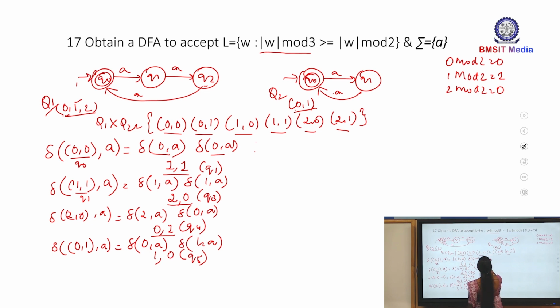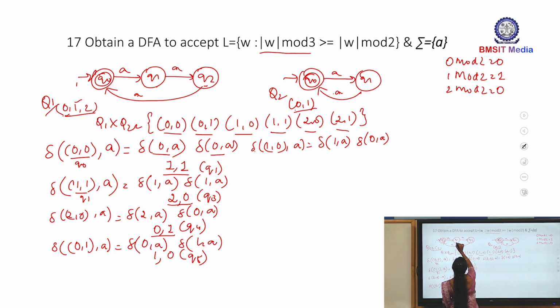Now we'll see the next state, delta. So I have (1, 0), comma A. This is the same thing as delta(1, A) and delta(0, A). On seeing A, here 1 on seeing an A, I reach 2. And then 0 on seeing an A, I reach 1. So which is (2, 1). So that's my next state.